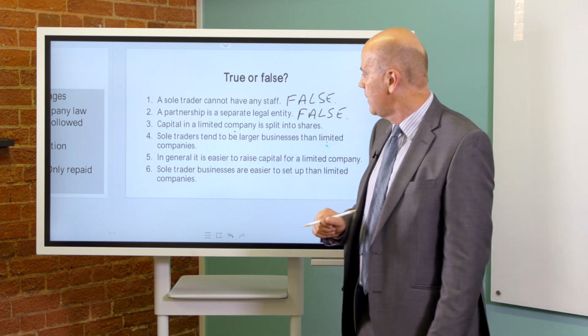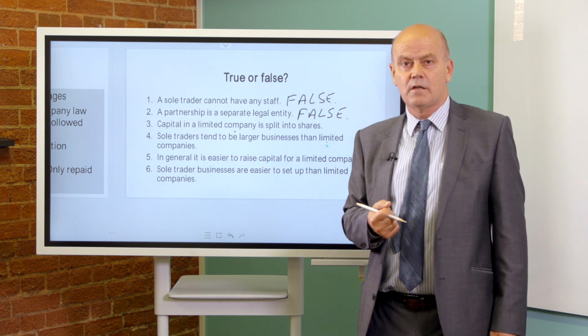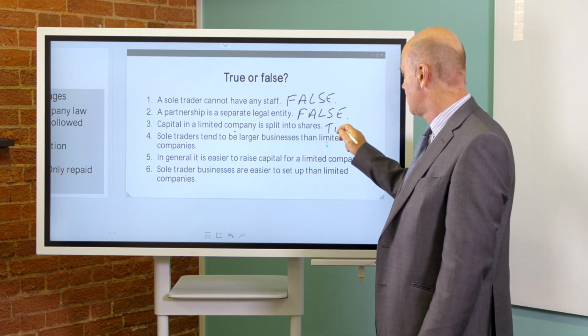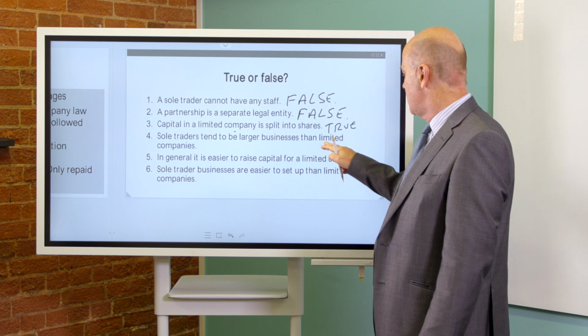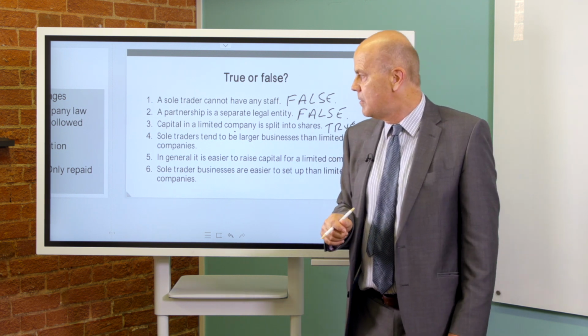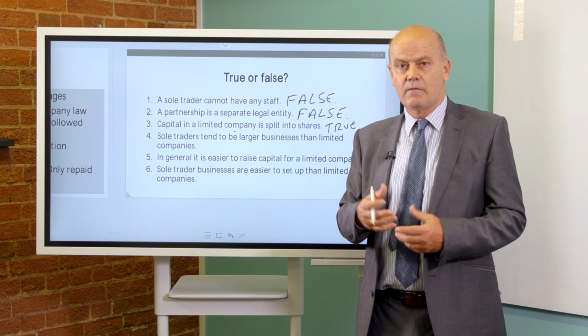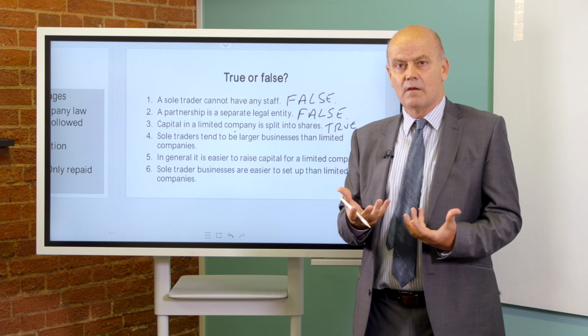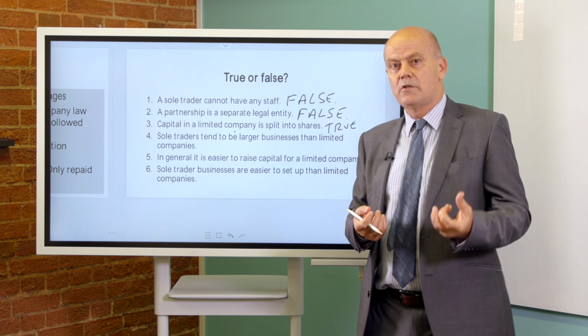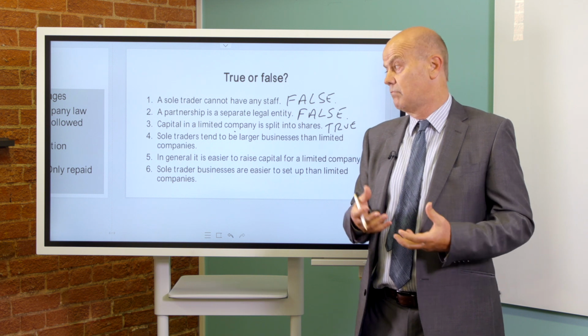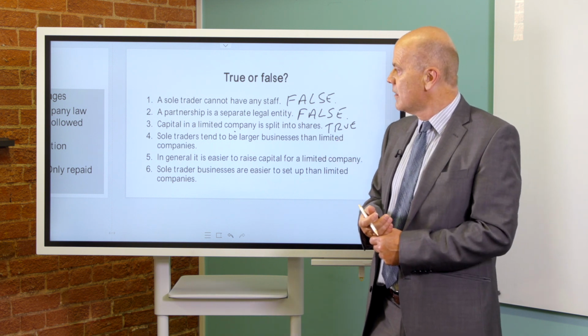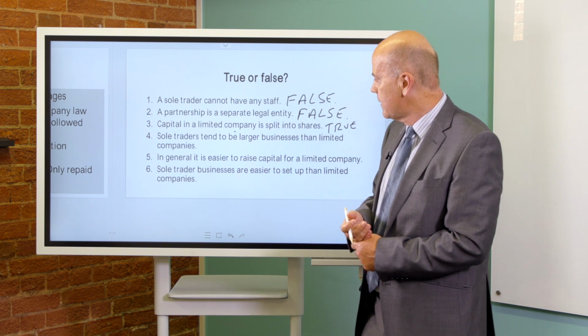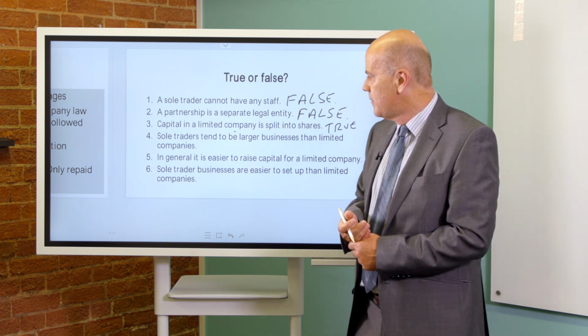Number 3, capital in a limited company is split into shares. What do you feel about that? That's true. Okay, that's true. So, for example, we have maybe just a very small company. We have the capital is $100. We may have 100 shares of $1 each. That is possible.